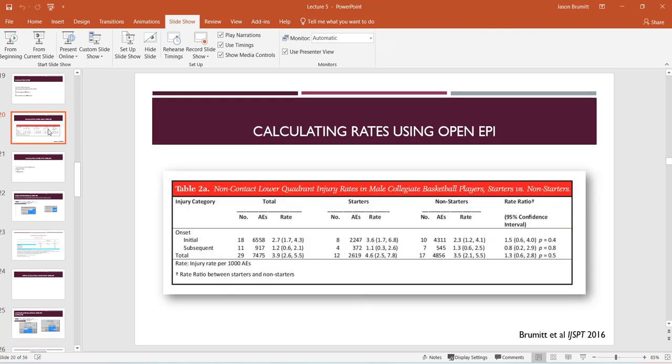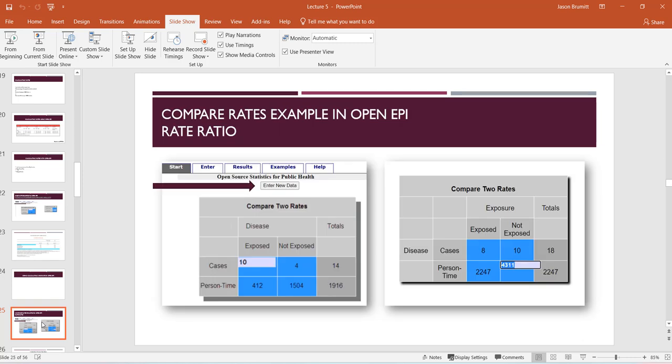So back here, this is where I was comparing 2 rates. I was comparing starters versus non-starters. So it may be of value at some point in time to see if there was a difference in rates between 2 different populations, 2 different groups. This statistic is called a rate ratio.